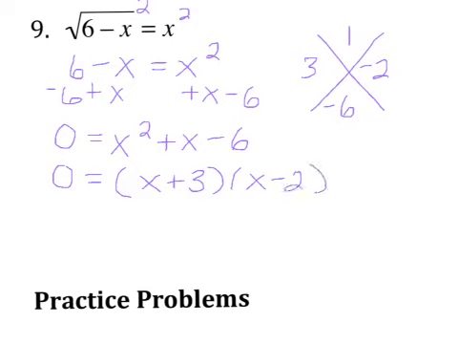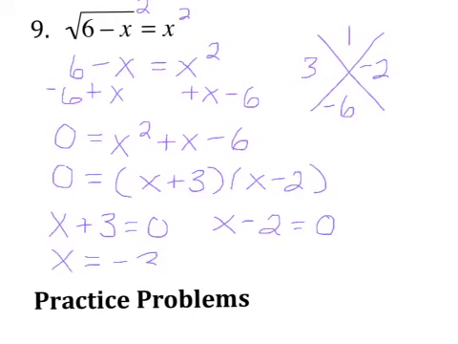Do you remember the next step to do from here for factoring? If you said take both sets of parentheses and set them equal to 0, you are correct. So we end up getting two answers. We get x equals -3 and x equals 2. But we need to check for extraneous solutions.